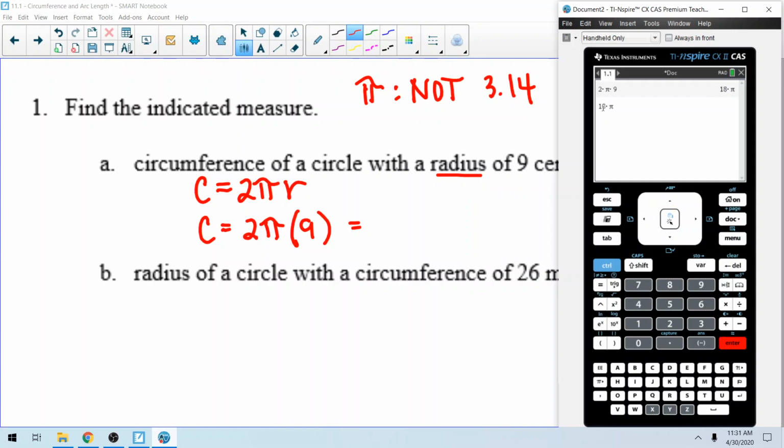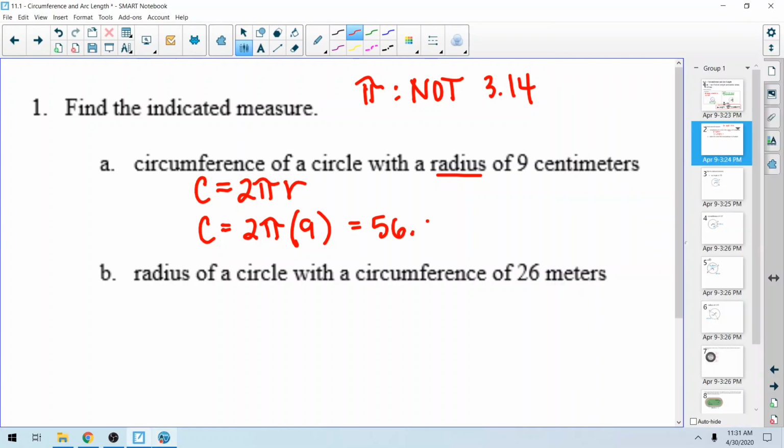So we're going to go back up. You're going to hit Control Enter, which is going to give you 56.55 if you round it. So we're going to say the circumference is 56.55 centimeters, and that's the distance around the entire circle.